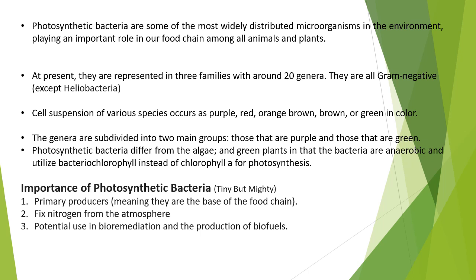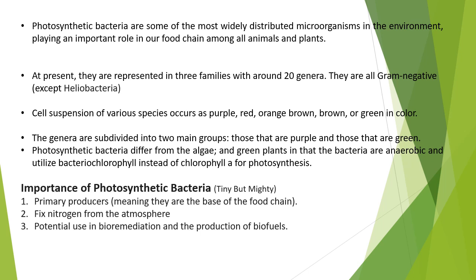At present, they are represented in three families with around 20 genera, and all of them are gram negative except Heliobacteria, not Helicobacter. This is Heliobacteria, the exception among photosynthetic bacteria. This is the one which is gram positive; the rest are all gram negative. The cell suspension of various species may appear purple, red, orange, or brown, depending on the genus of the bacteria and what type of chlorophyll the microbe is utilizing.